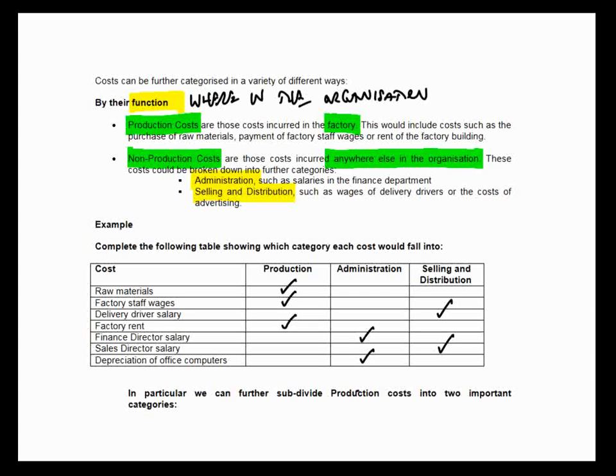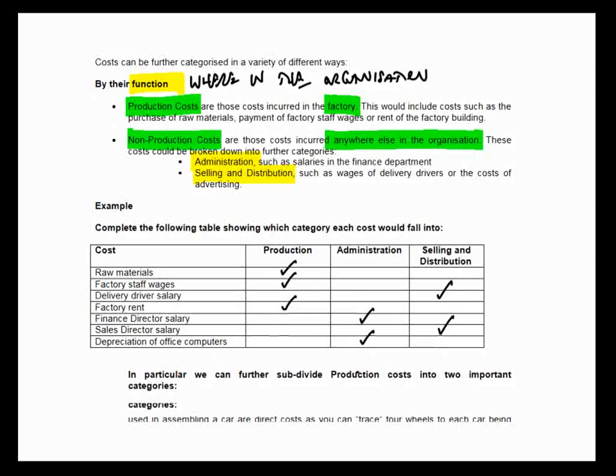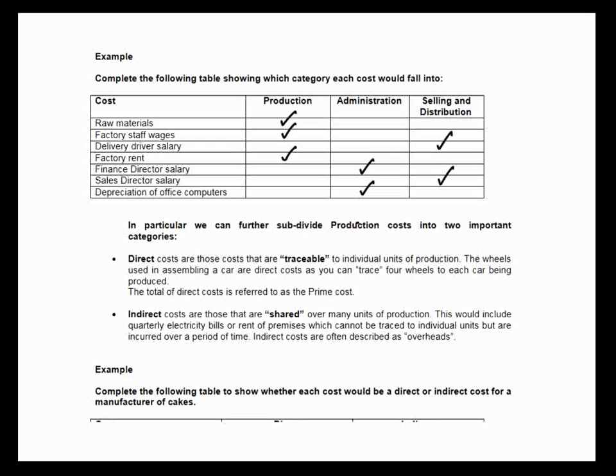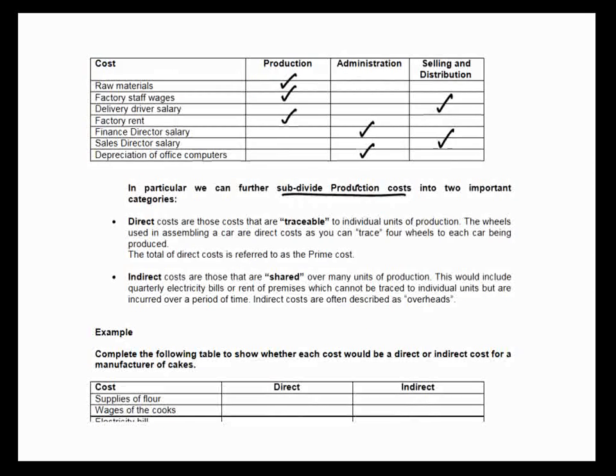Okay, so we've got production and non-production costs there, and we could break non-production costs into administration, selling and distribution, R&D, research and development if we wanted to. Now, production costs can actually be further subdivided if we want. And again, some terminology here, quite important, and you'll come across it over and over again in your studies, the difference between direct costs and indirect costs.